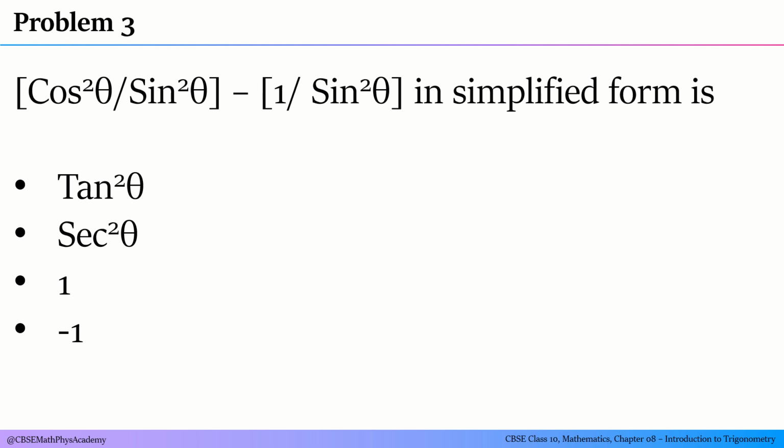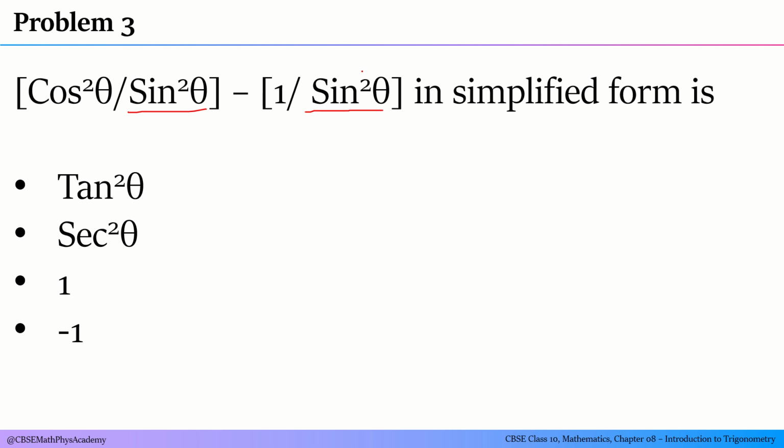So moving to the third problem. Cos square theta by sin square theta minus 1 by sin square theta, in its simplified form, is what? They are asking, with 4 options. The immediate trigger you have to get is that both of them have sin square in the denominator.